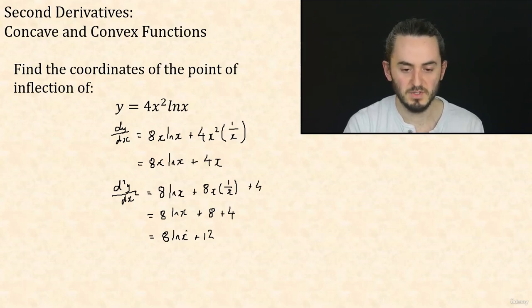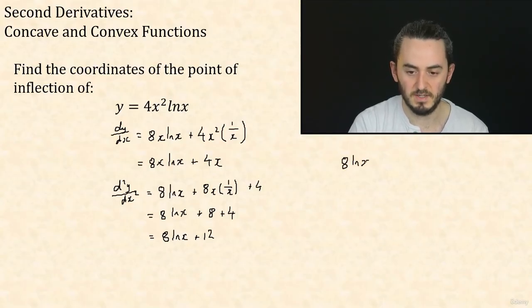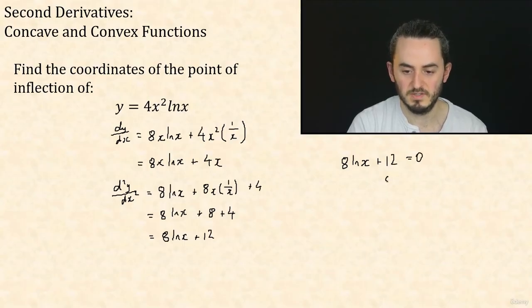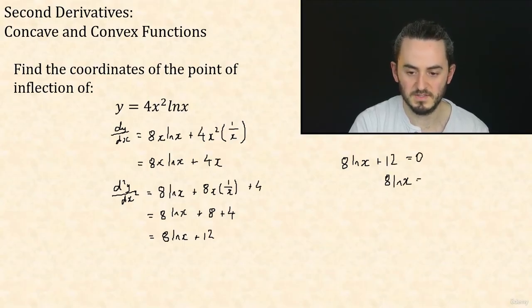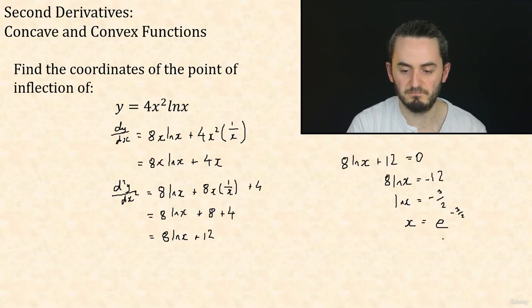So if there's a point of inflection, it will be when this is 0. So let's see, that would be when 8 ln x plus 12 equals 0. So 8 ln x equals negative 12. Ln x, well, minus 12 over 8 is minus 3 over 2. And then x is just going to be e to the minus 3 over 2.